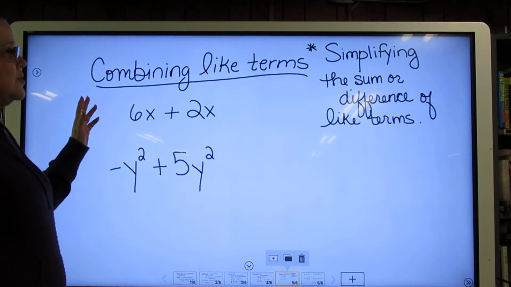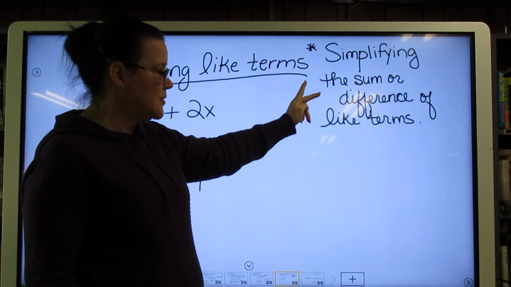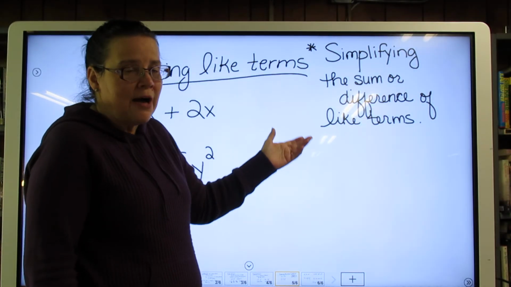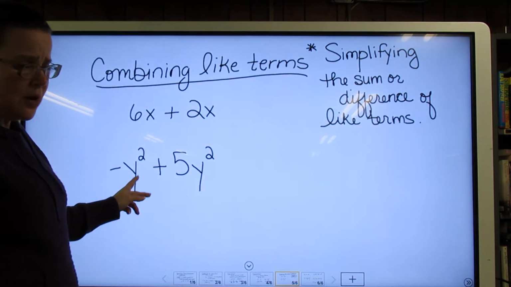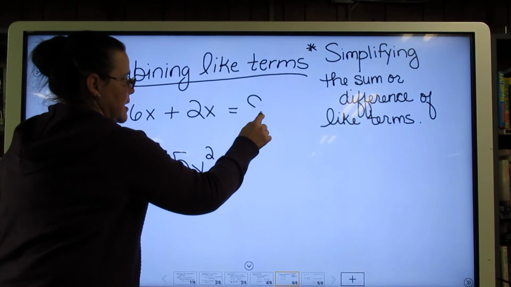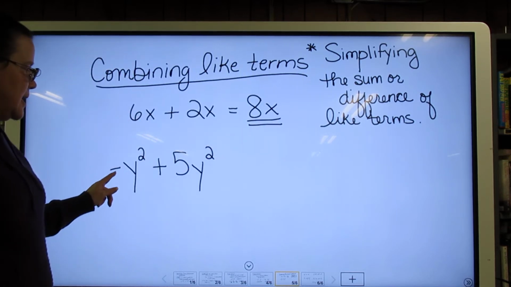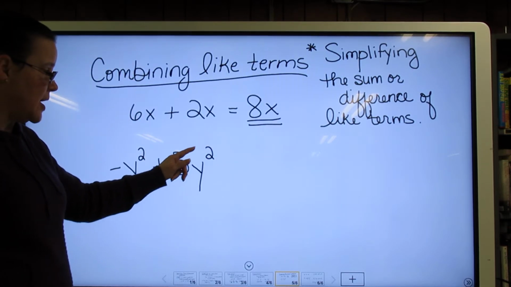Combining like terms. You have to combine like terms because you're simplifying the sum or the difference of like terms, and you have to match them. These are two easy ones. 6x plus 2x is going to be 8x, because you're adding them. Negative y squared plus 5y squared.